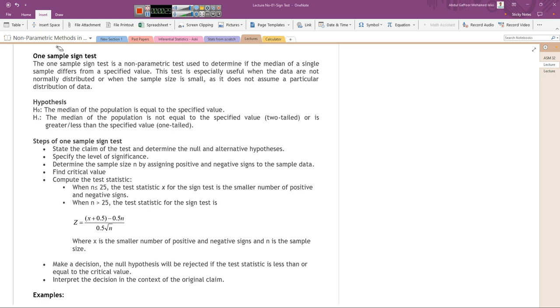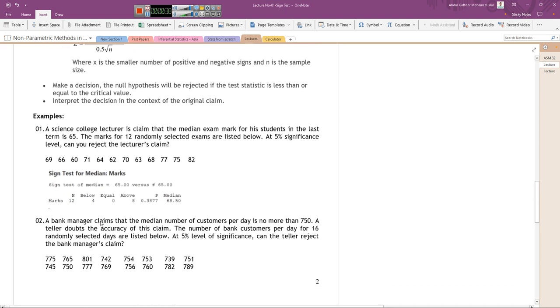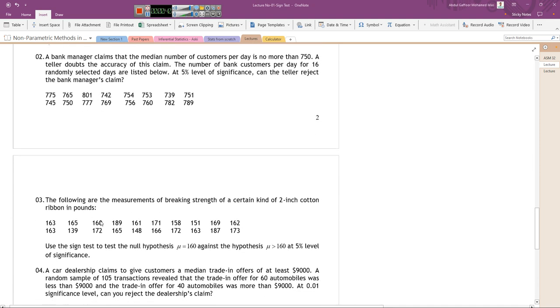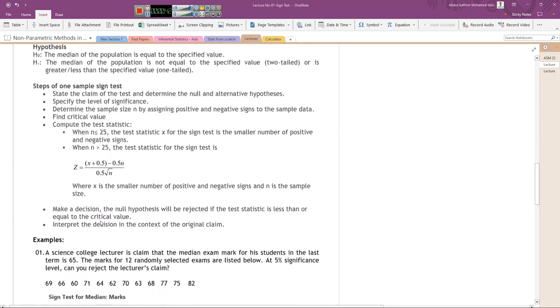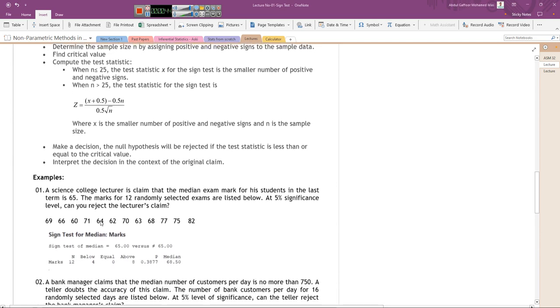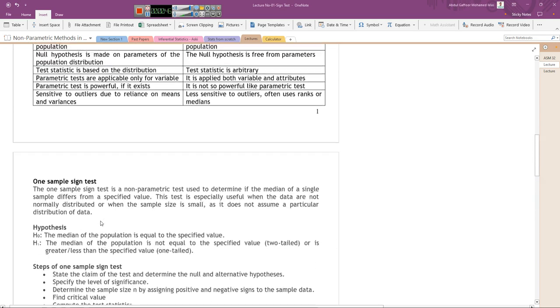As I have already explained in the previous video, you can read these things in order to understand the theory. After that we will attempt 4 questions, and I will demonstrate how you can perform these questions manually and using Minitab software.